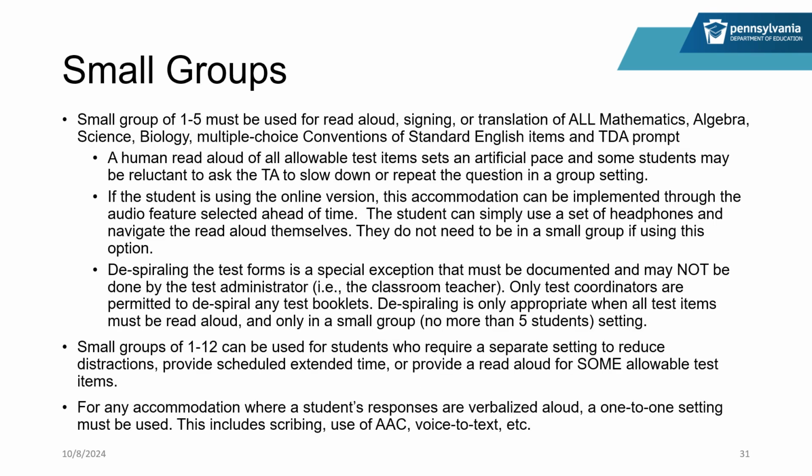Small groups of 1 to 5 students must be used for reading aloud, signing, or translation of all math, algebra, science, biology, multiple choice conventions of standard English items, and the TDA prompt. Remember, a human read aloud of all allowable test items sets an artificial pace, and some students may be reluctant to ask the TA to slow down or repeat the question in a group setting. If the student is using the online version, this accommodation can be implemented through the audio feature selected ahead of time. The student can simply use a set of headphones and navigate the read aloud themselves. They do not need to be in a small group if using this option.